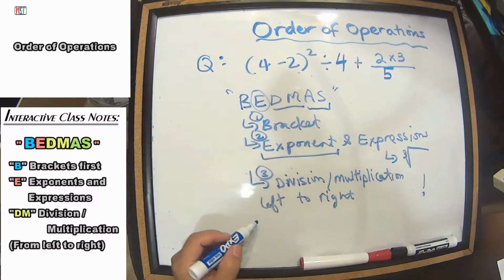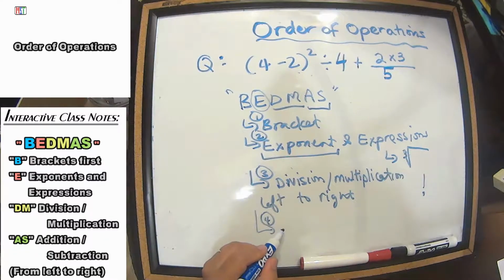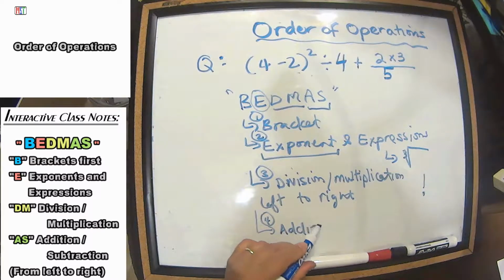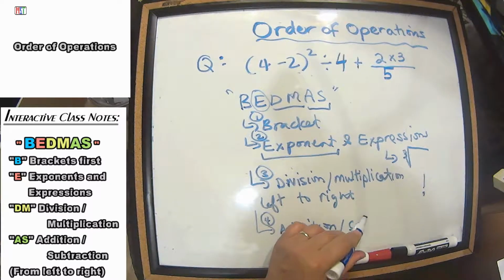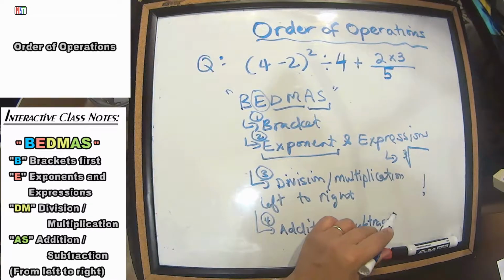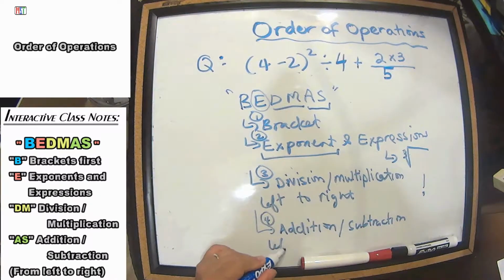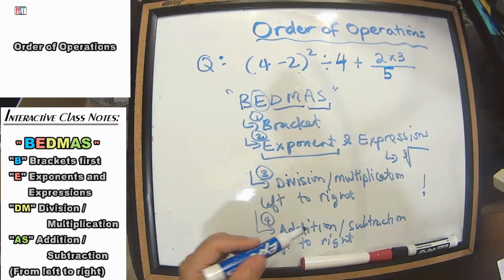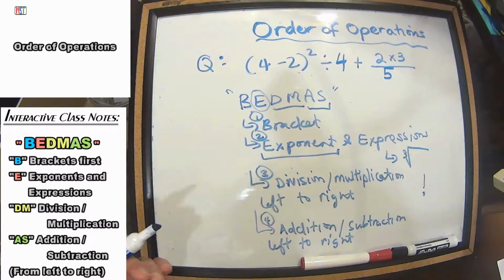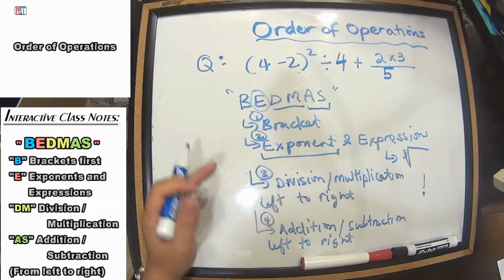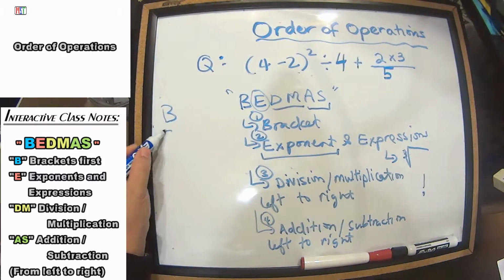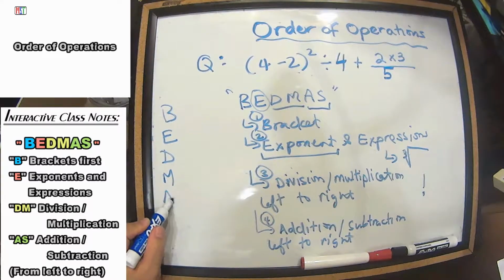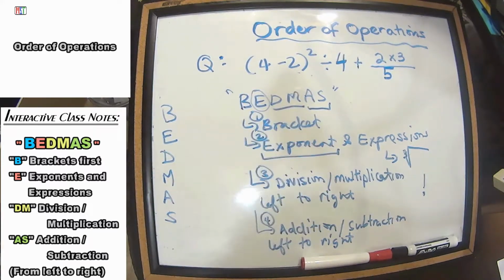And lastly, we have AS, which stands for addition and subtraction. Okay, same here, from left to right. What I mean by that, again, if you see addition on the left, you do that first. If you see subtraction on the left, starting from the left, you do that first. Okay, so remember that. We're going to write the acronym right here, BEDMAS, and we're going to follow this step by step from bracket all the way to addition and subtraction. So let's do this question together.